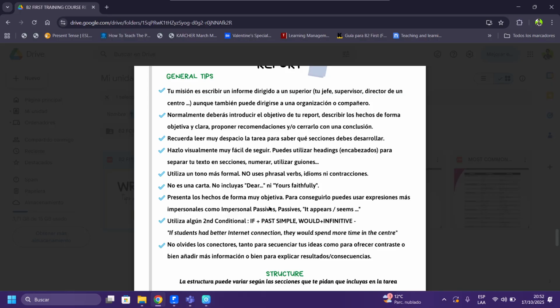You have to make it very organized. You have to come up with headings for every single paragraph and subheadings as well. You have to separate it into different paragraphs and sections, and try to use guidelines.